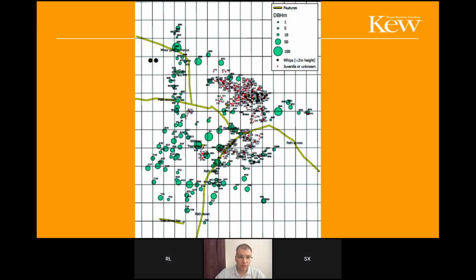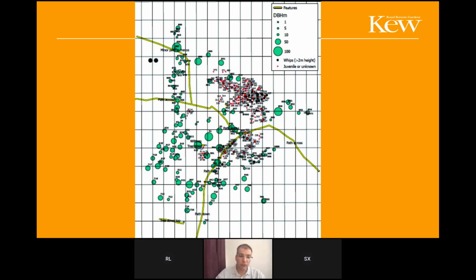Here's a map of the woodland. The different sizes of trees are shown by these green circles, and then small red circles are the very young trees, and small black circles are also very young trees too. And so you can see we've got lots of older trees and lots of younger trees. The younger trees tended to be in patches where natural regeneration could easily happen, and we got a good scattering of the older trees.